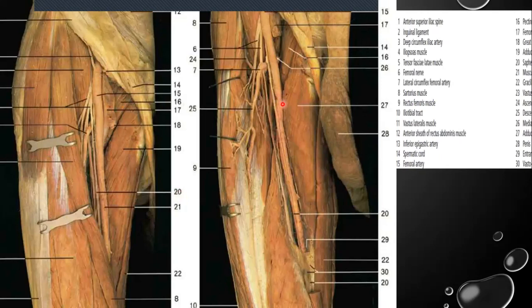Then from here, you can see it as it runs here after removing the sartorius muscle. You can see now it is running in the adductor canal, and here is the adductor hiatus. After passing here, it will become the popliteal artery. Then here you can see we have the femoral nerve, and it is divided into two divisions. They are usually separated by the lateral circumflex femoral artery, a branch from the profunda femoris artery.